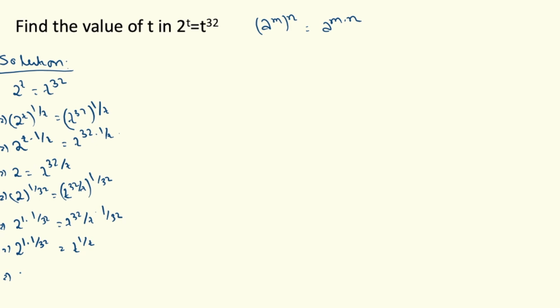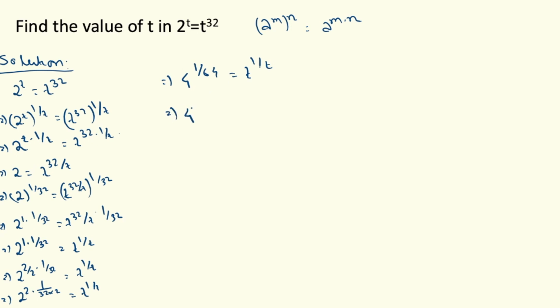Now this 1, as I said, can be written as 2 to the power 2 by 2 into 1 by 32 equals t to the power 1 by t. This can further be simplified as 2 square into 1 by 32 into 2 equals t to the power 1 by t. 2 square is nothing but 4 and 32 into 2 is 64. So I can write 4 to the power 1 by 64 equals t to the power 1 by t.